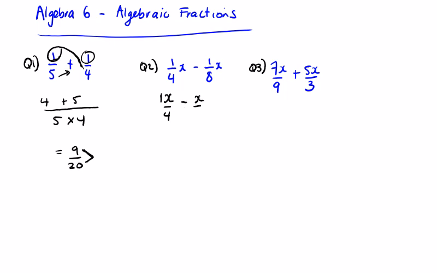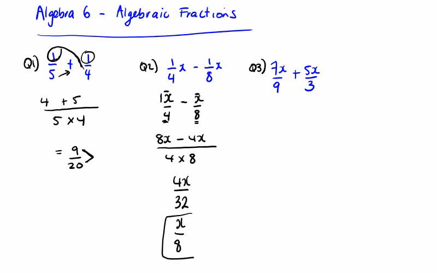Minus x over 8. And if we follow the same rules as question 1, we're going to get 4 by 8 on the bottom. We're going to get 8 by this 1x, which is 8x. And then it's going to be minus this 4 by this x, which is 4x. So what does that give us? 4x on top, 32 on the bottom. Now, it does have a common factor. 4 divides into both, so we divide both by 4. We're going to get x on top, and 32 divided by 4 is 8 on the bottom. And that's the fully correct answer.